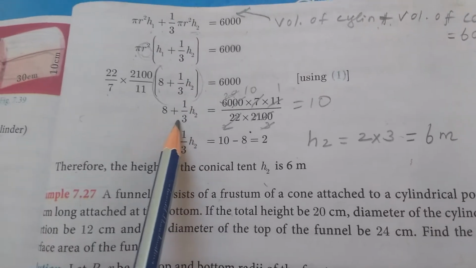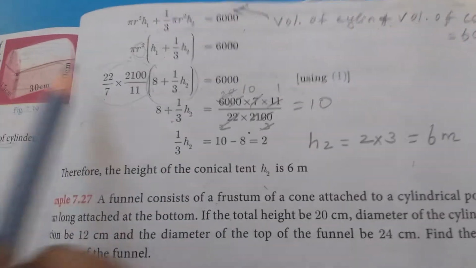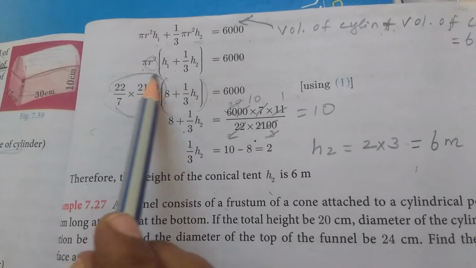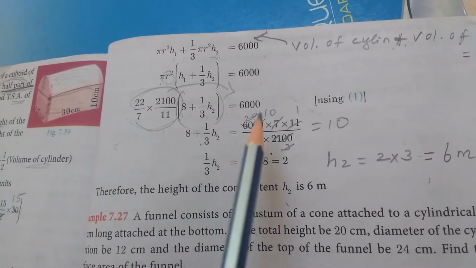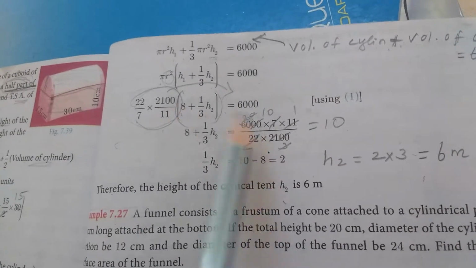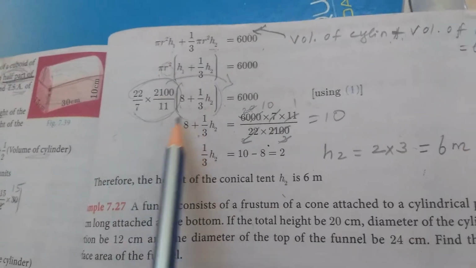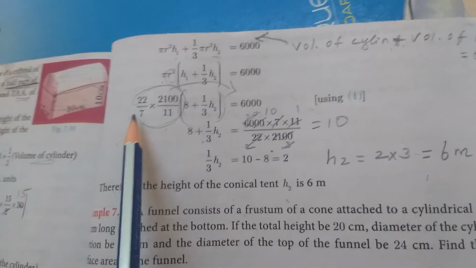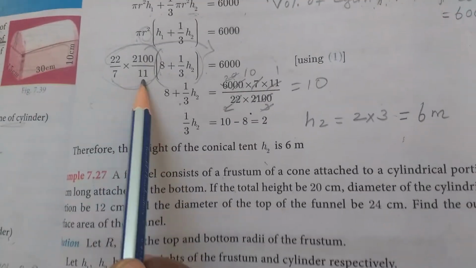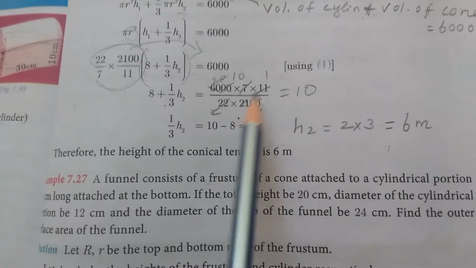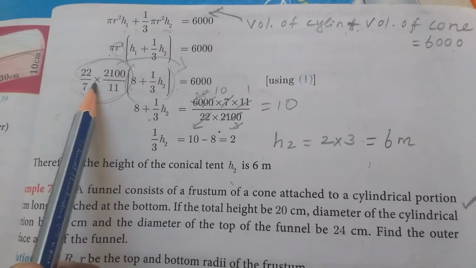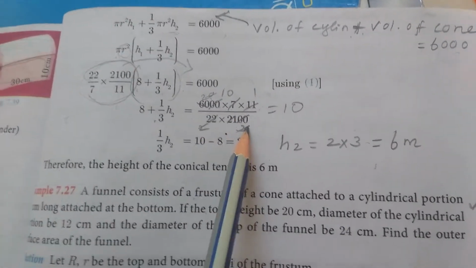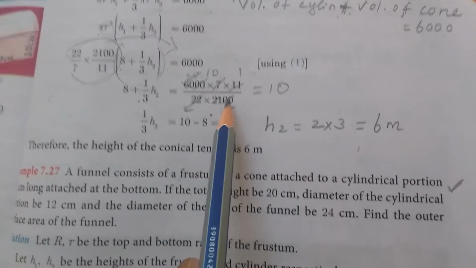Keep this one here. Change the remaining numbers to this side, and 6000 is already here. While changing side, the number gets reciprocal. So the numbers 7 and 11, which are in the denominator, come into the numerator, so 7 into 11. Then 22 into 2100, which is in the numerator, comes into the denominator. Now simplify this one.